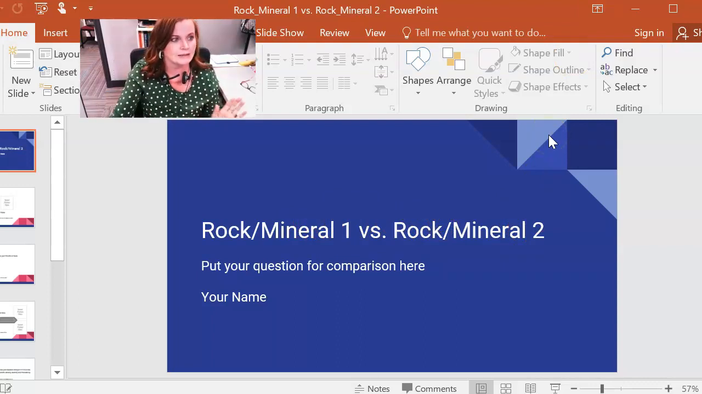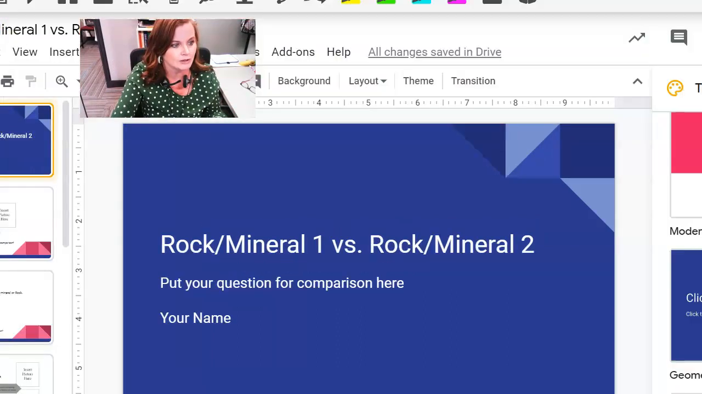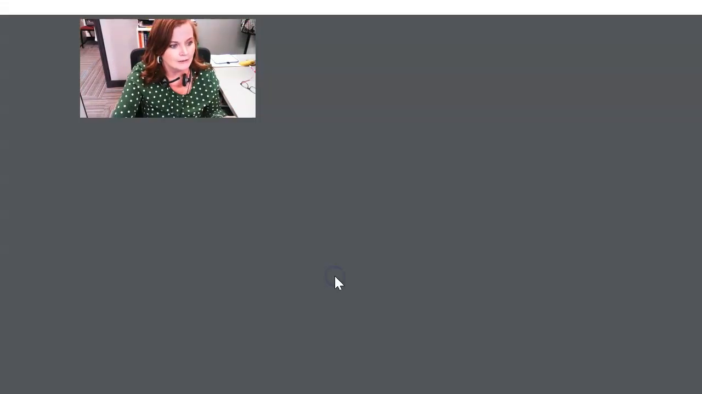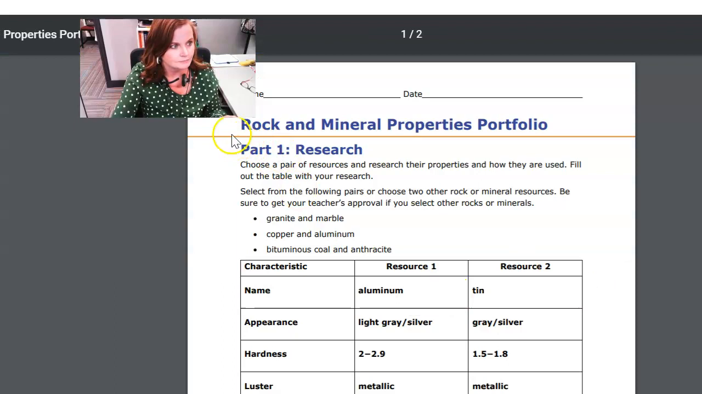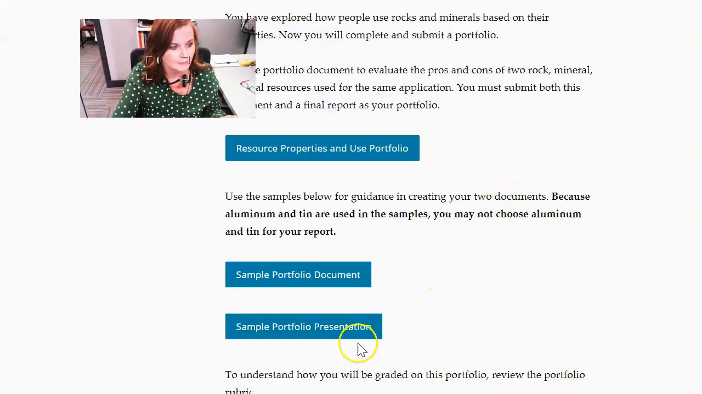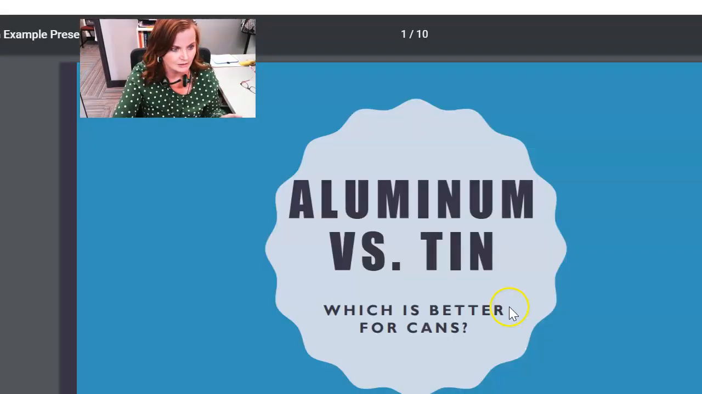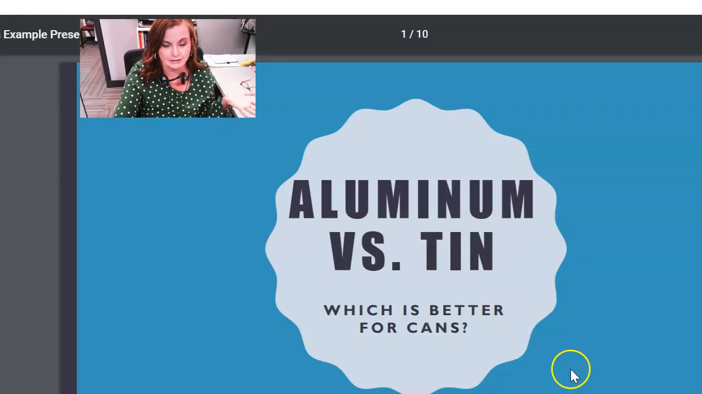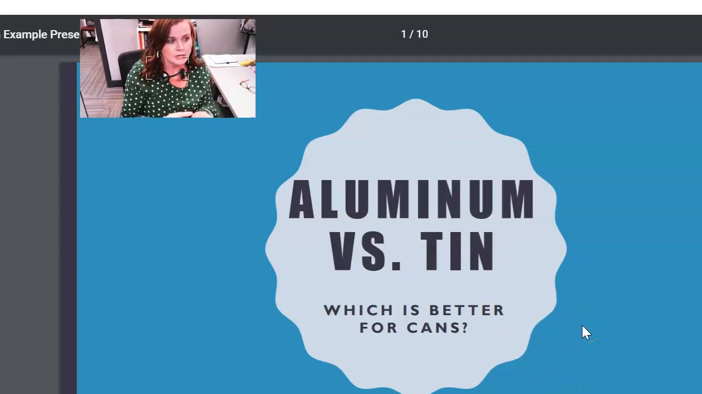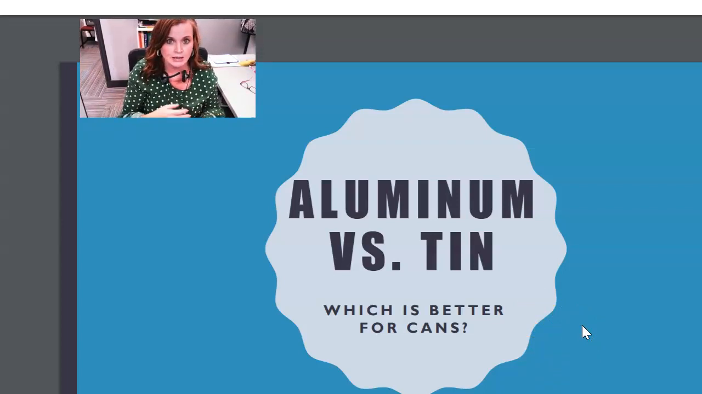Remember with the example that was given in the Vega viewer, let me just go back to that for a second. In their sample portfolio presentation, I clicked the wrong one. They have aluminum versus tin, which is better for cans. So that was the question that they asked. They looked at one use that aluminum and tin are both used to manufacture cans. So which one's better? By the way, you're not allowed to use aluminum or tin.